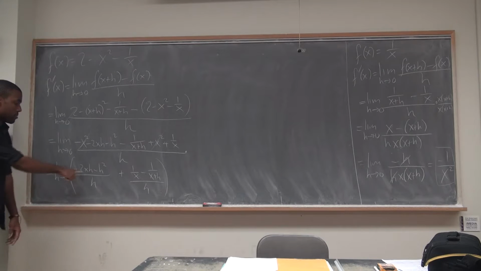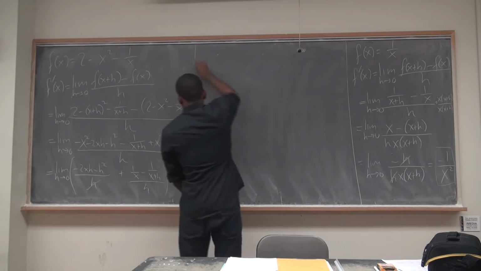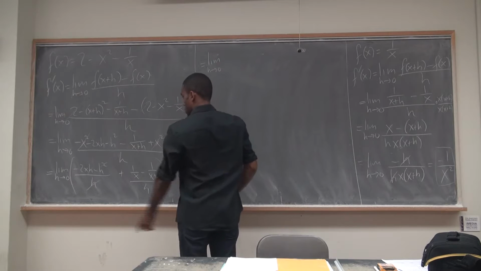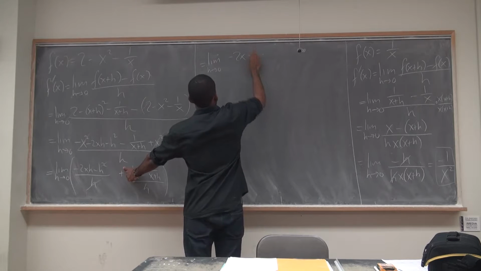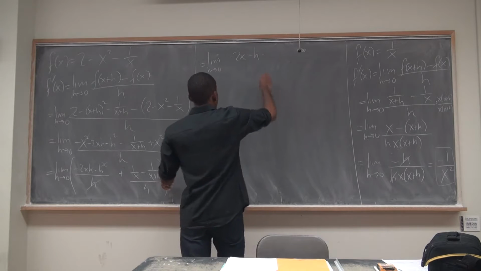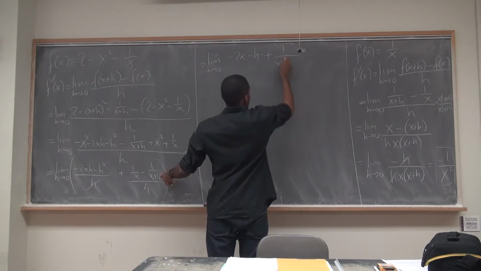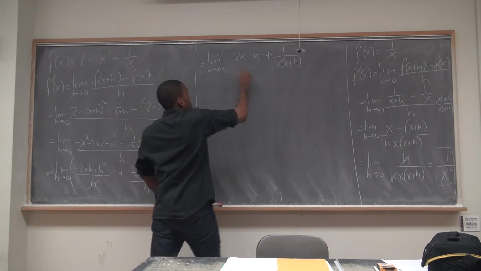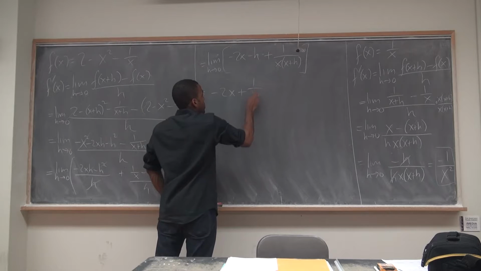At this point, I can factor out an h and cancel. This h is going to kill that and one of those. So this ends up being the limit as h approaches 0 of minus 2x minus h. And this one is the negative of the earlier result, so instead of a minus, it's going to be a plus 1 over x times x plus h. And so now, we take the limit of all of that. We get minus 2x plus 1 over x squared.